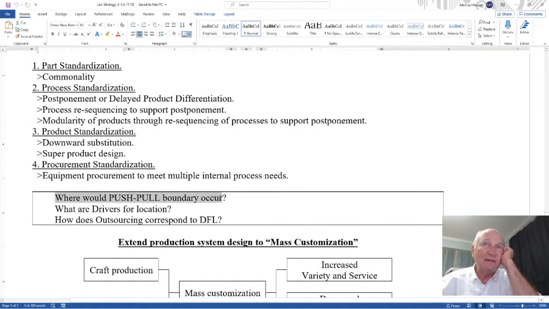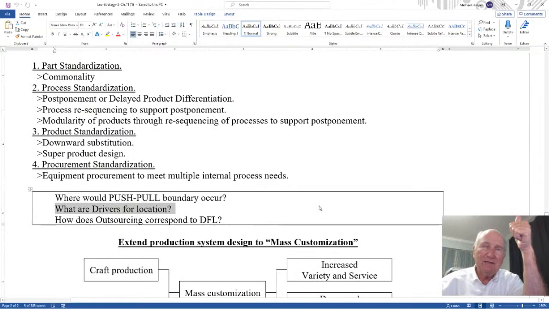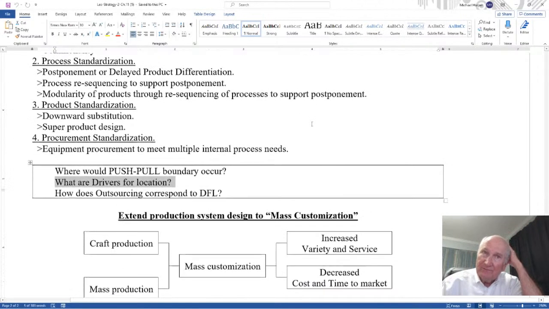Okay. So where would the push-pull boundary occur? Well, hopefully you can begin to see it can occur anywhere upstream and downstream. What are drivers for the location? Again, you can see it's going to be driven by your demand, your processes, your product design, economies of scale, on and on.